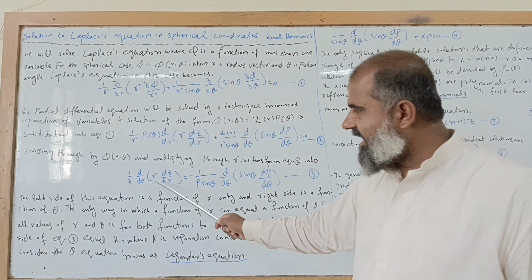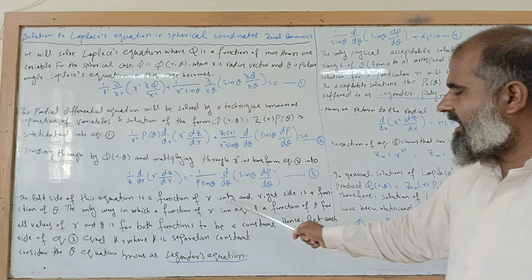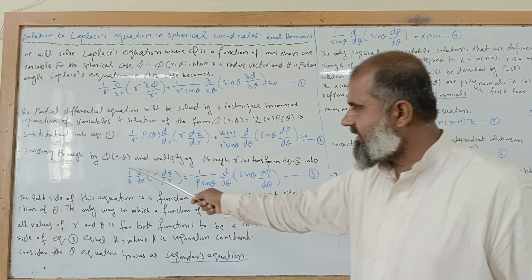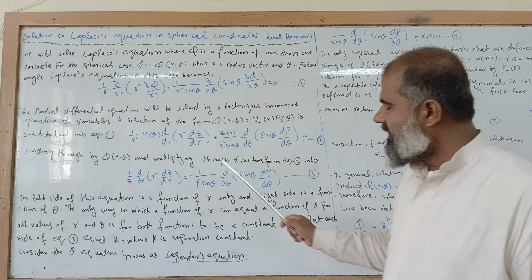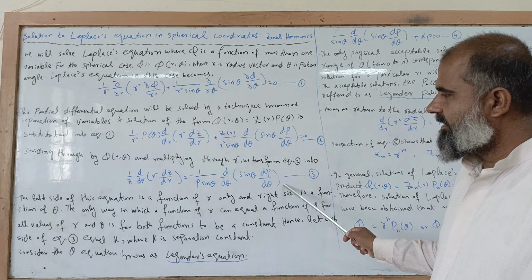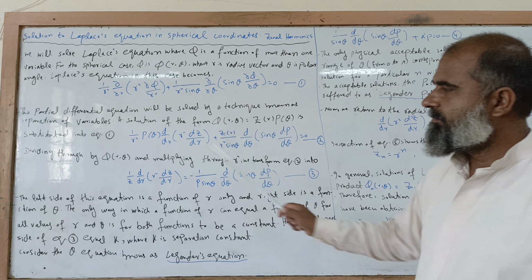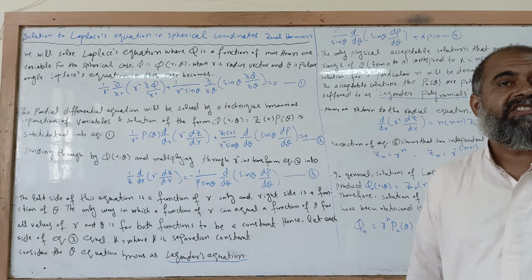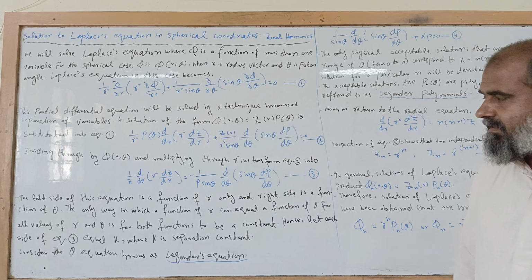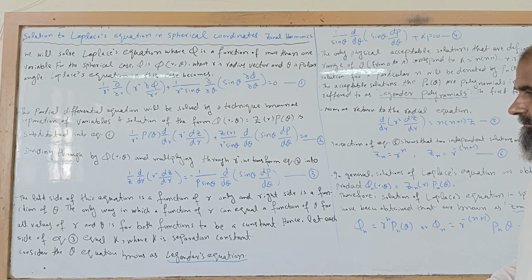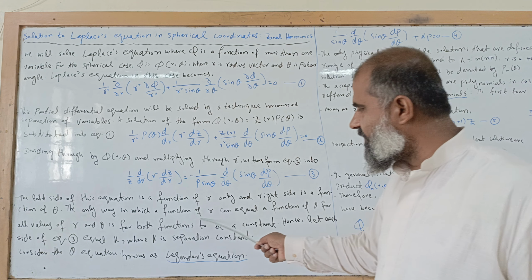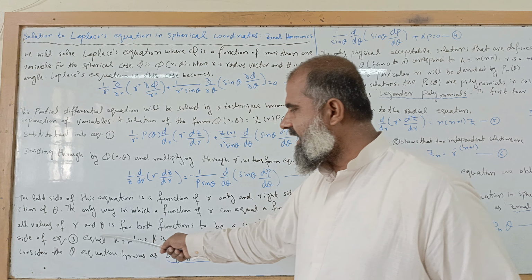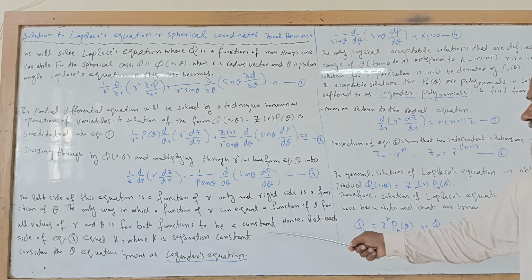This left side of the equation is a function of r only, and the right side is a function of theta. Yes, you can see no theta is involved in this term, no r is involved in this part. Why? Because we have divided with phi of r and theta and multiplied by r square. This is the reason behind this. The only way in which a function of r can equal a function of theta for all values of r and theta is for both functions to be constant.